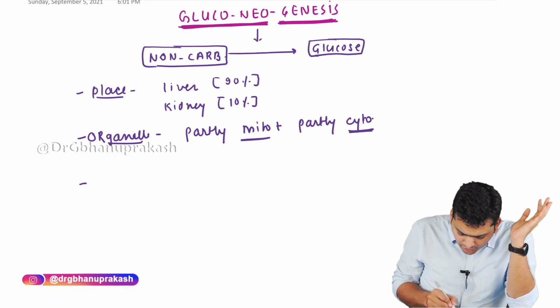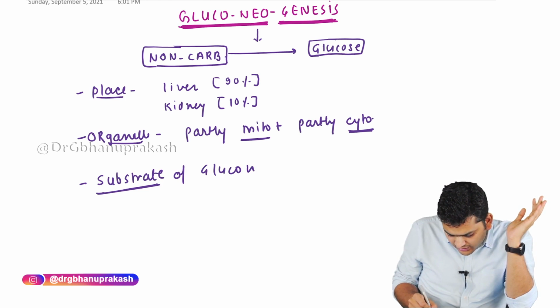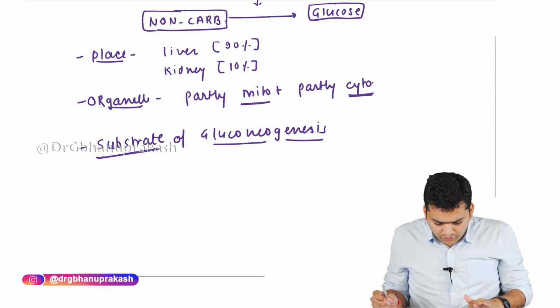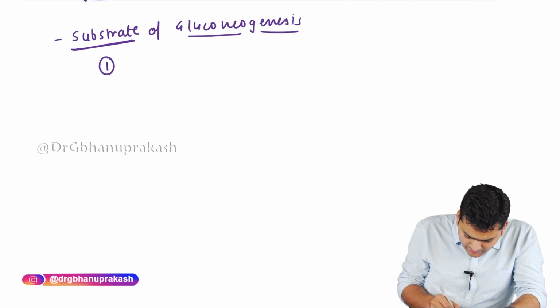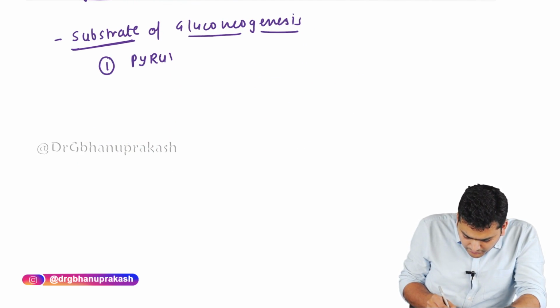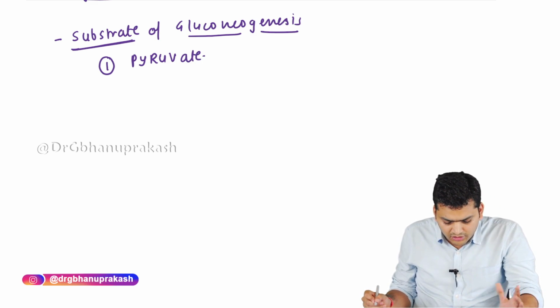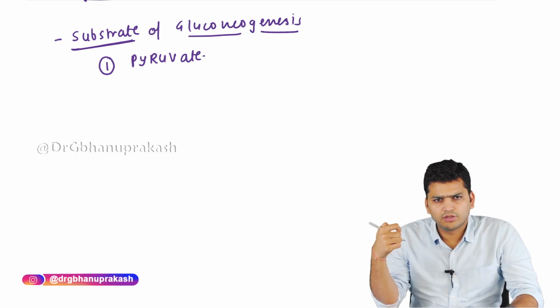The next important thing is what are the non-carbohydrate substrates from which we can make glucose. What are the substrates of gluconeogenesis? They are the molecules by which we can make glucose. Starting with the first one, the first substrate that we will discuss is pyruvate. Pyruvate is not a carbohydrate. It is not a monosaccharide, disaccharide or polysaccharide. From pyruvate if you make glucose, yes, it is called gluconeogenesis.